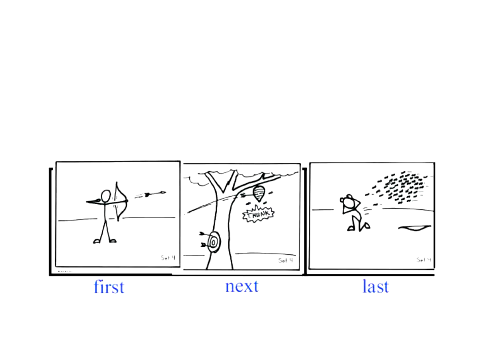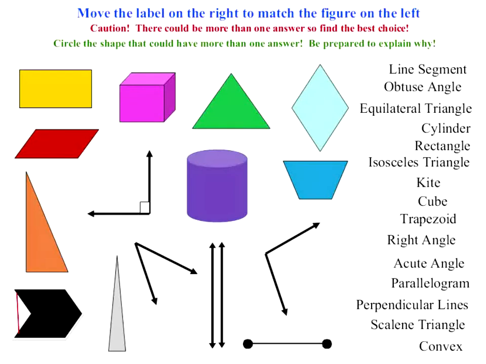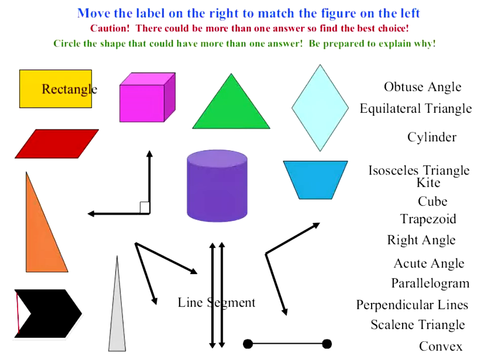So we did science, we did language arts. Oh, let's do this one, geometry terms. Okay, so we could actually move the label to the correct shape, and then it could have more than one answer, so be prepared to explain why. So this is just another example of interactive activities.